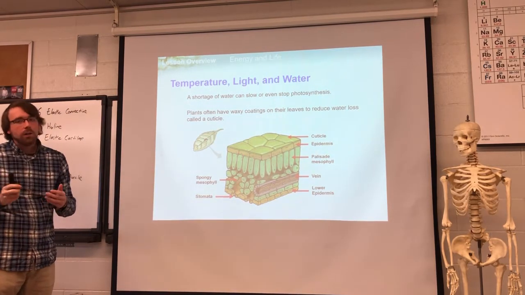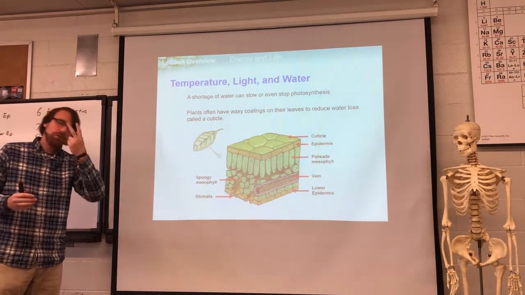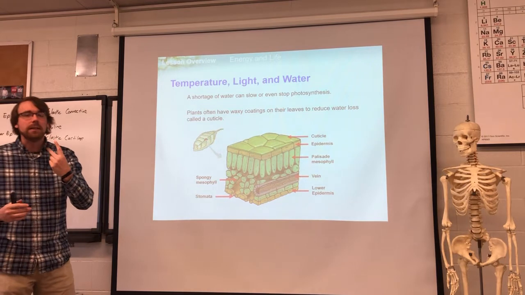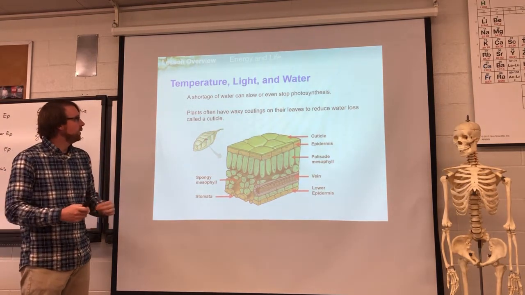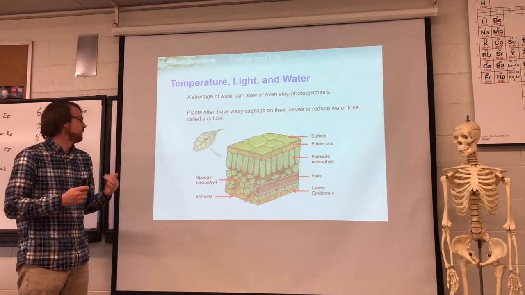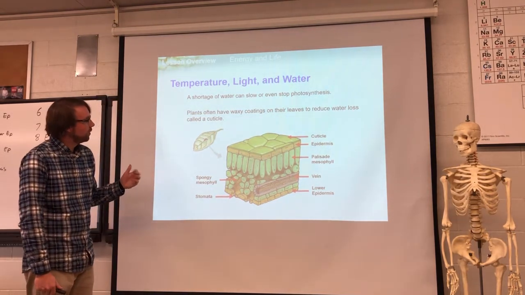Water is incredibly important to photosynthesis because it is one of the 2 chemical compounds that are needed. It is water and carbon dioxide. So a shortage of water can slow down or stop photosynthesis. Plants often have waxy coatings on their leaves to reduce water loss.